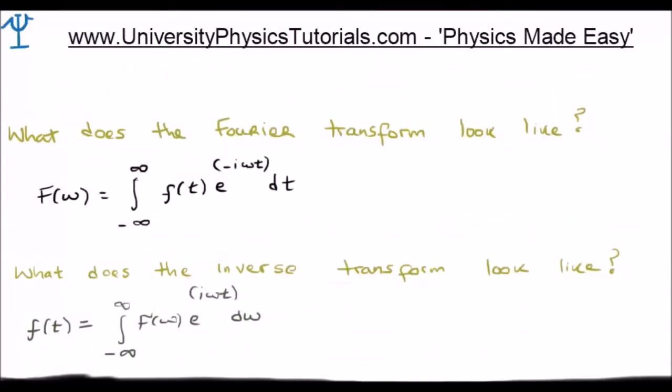So let's remind ourselves what the Fourier transform looks like. We are transforming from a function of time, small f of t, to a function of frequency, capital F of omega. That's the forward Fourier transform. And of course we can go from capital F of omega to small f of t by performing the inverse Fourier transform. The point to note here is we're integrating out t in the forward transform, and we're integrating out omega in the inverse transform.